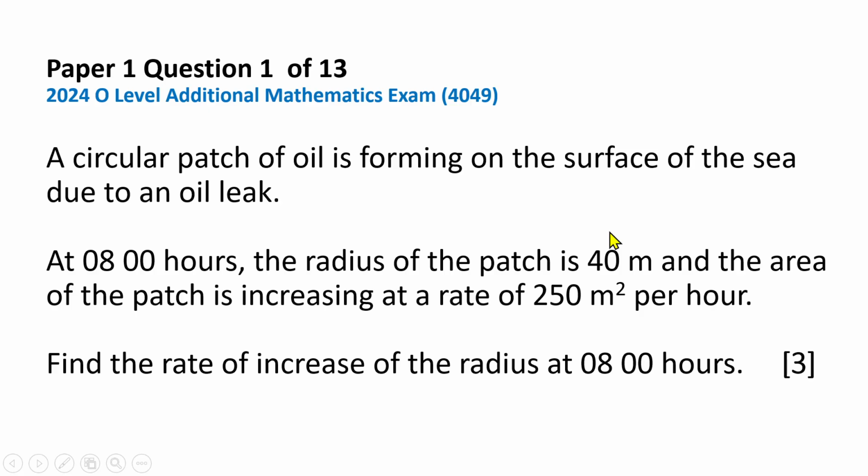A circular patch of oil is forming on the surface of the sea due to an oil leak. At 0800 hours, the radius of the patch is 40 meters and the area of the patch is increasing at the rate of 250 meters squared per hour. Now, can you tell me, 250 meters squared per hour, are we talking about dA over dt at this time when r equals 40 meters at 0800 hours, right?